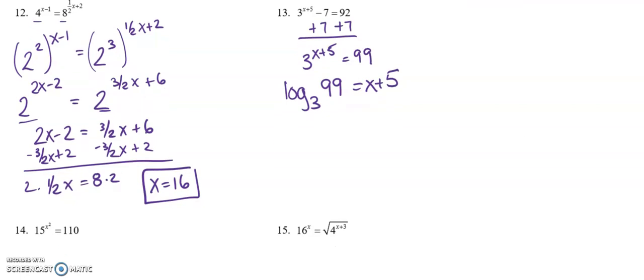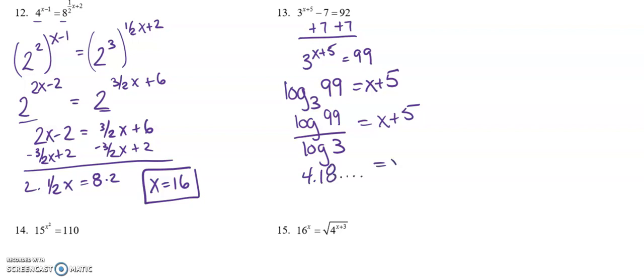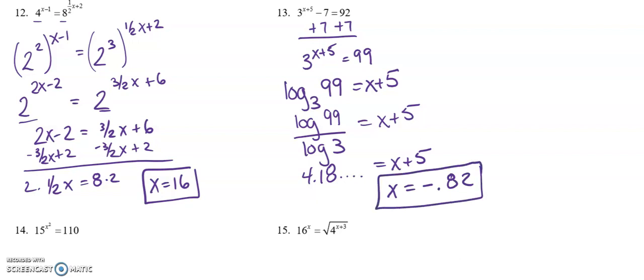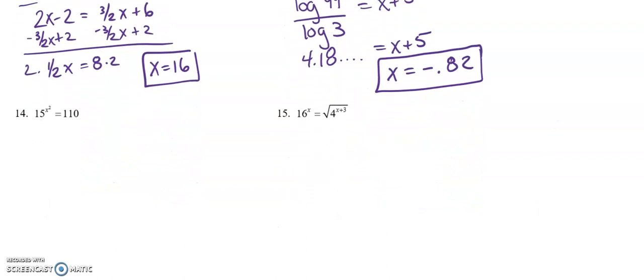All right, now what? Now log base 3 of 99 is just a number. Log of 99 divided by the log of 3 equals x plus 5. Log of 99 divided by the log of 3 is 4.18 and so on, equals x plus 5. Subtract 5 from both sides, and you get x equals negative 0.817. So that's negative 0.82.